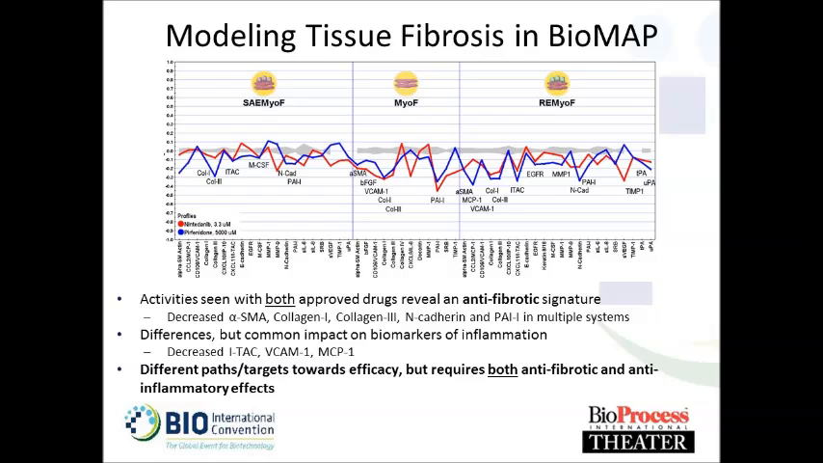We also see differences in terms of the systems that they're active in, but there's still a common impact on biomarkers for inflammation, right? And our hypothesis now is that molecules are more likely to be successful if you impact both anti-fibrotic activities and anti-inflammatory activities, right? And molecules that we profiled, both ones that were effective or clinically successful like these 2, as well as ones that weren't, tend to support that idea of being able to impact both inflammation and matrix remodeling activities.